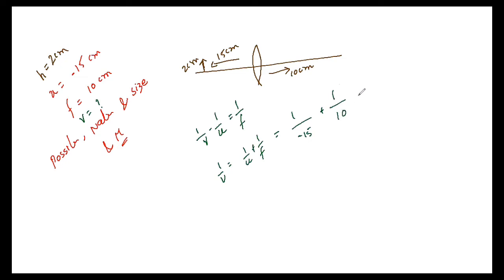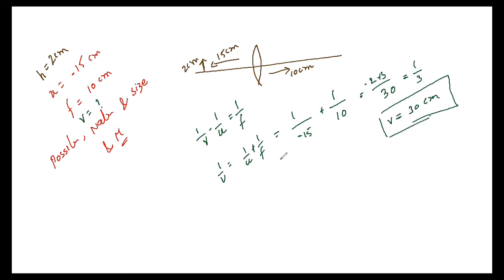After doing a little math, with cross multiplication and all, what will I get? Minus 2 plus 3 by 30. So the answer is 1 by 30. So I get the v value as 30 centimeters.